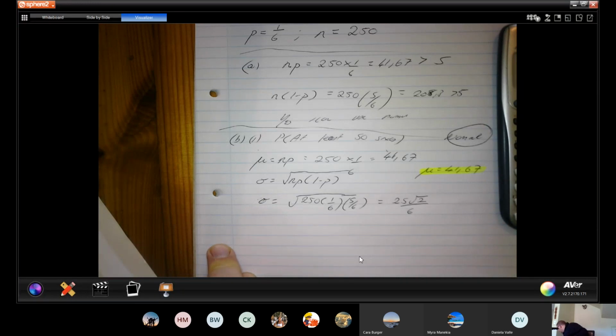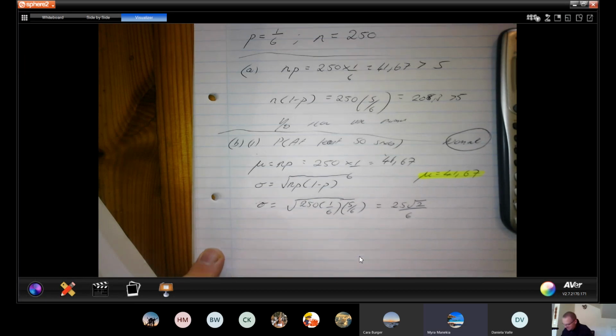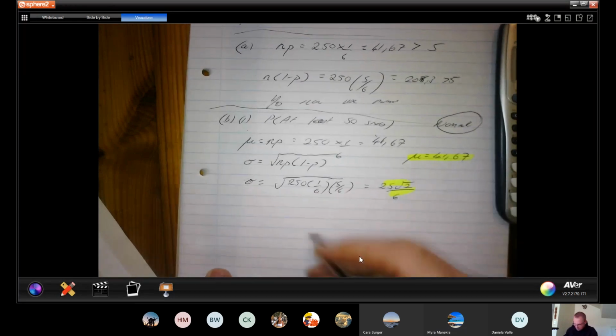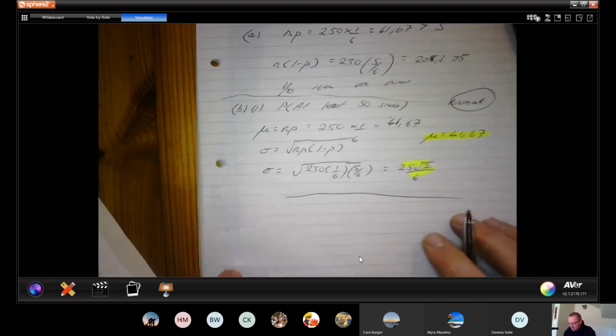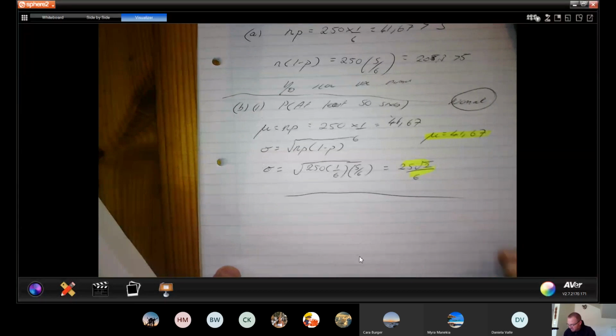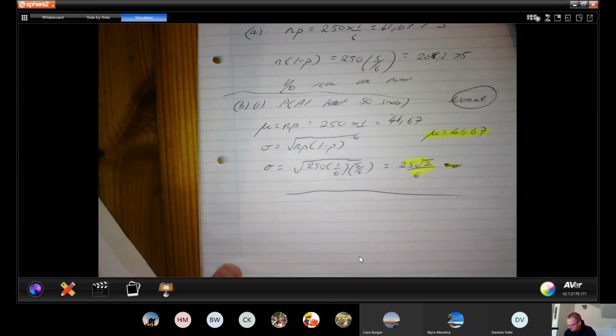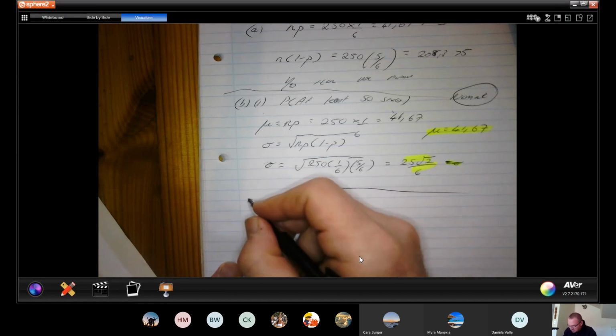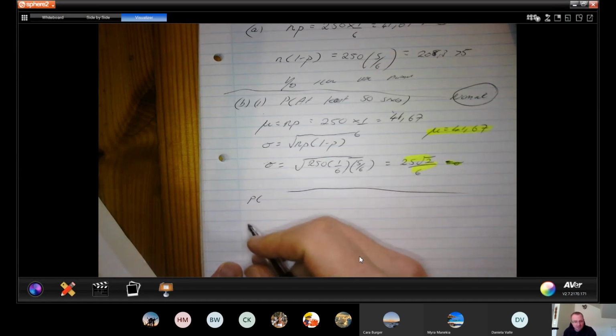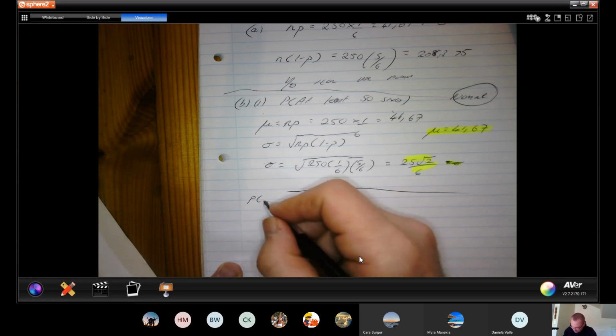Let me just check it right. Did the rest of you get that? 25 root 2 over 6? Yes, sir. Okay. So now I've got the parameters that I need. Stuff takes ages to do. Now that's our sigma, and we've got to take it into a normal distribution question. In this normal distribution question, we're looking for the probability of at least 56s.